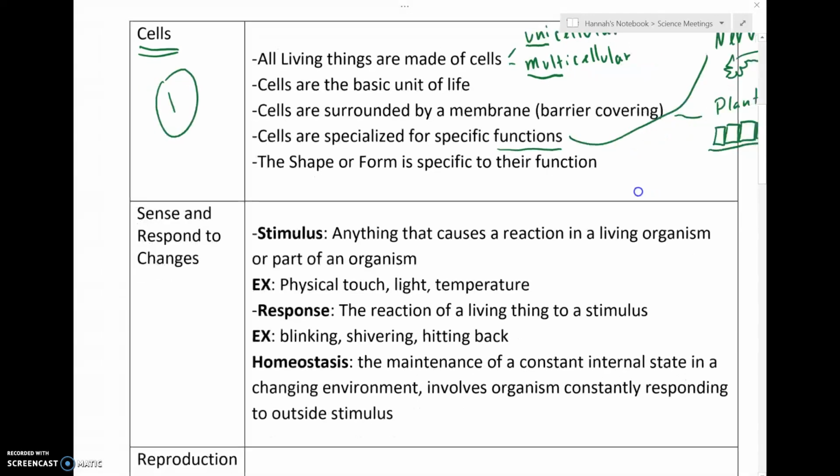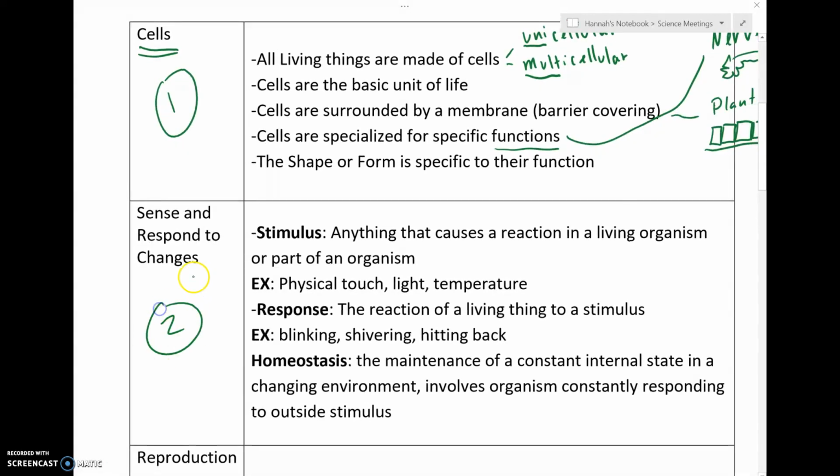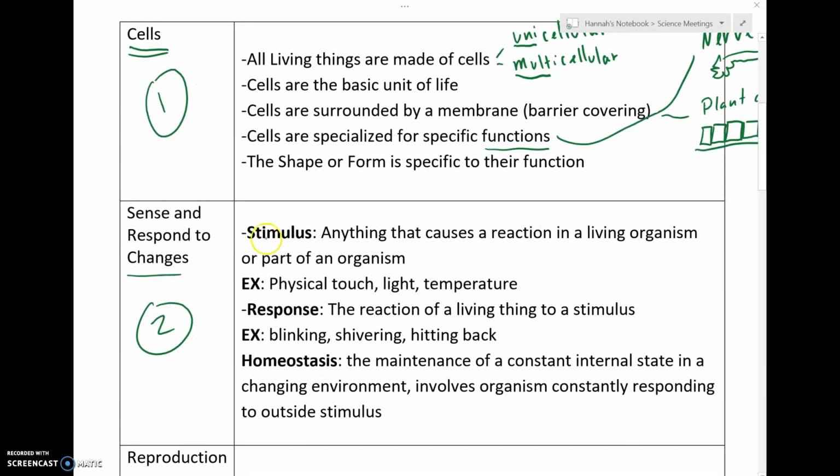Right, the second characteristic of all living things is that they sense and respond to changes. And really what they're sensing is called the stimulus. Anything that causes a reaction in a living organism or part of an organism. For example, if you are physically touched on your arm or on your shoulder, you might turn around and have a reaction. If you see light, your eyeballs will start to dilate. You're responding to that external stimulus.